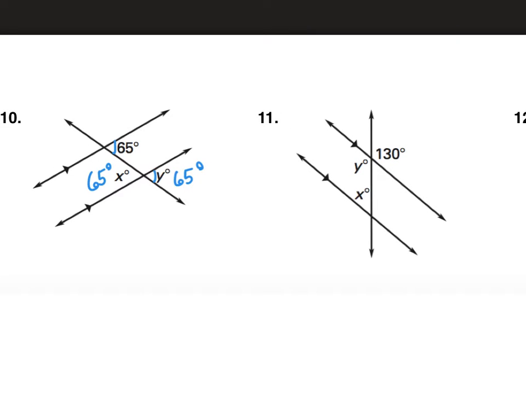And number 11, y is a vertical angle with 130 degrees. Vertical angles are congruent. So that is 130 degrees. And x and y are consecutive interior angles. Those angles are not congruent. They are supplementary. And it's pretty obvious that they're not congruent because y is obtuse and x is acute. But they are supplementary. So x plus y will add up to 180 degrees. And y is 130. So if we subtract those two, we can figure out what x is. And that is 50 degrees.